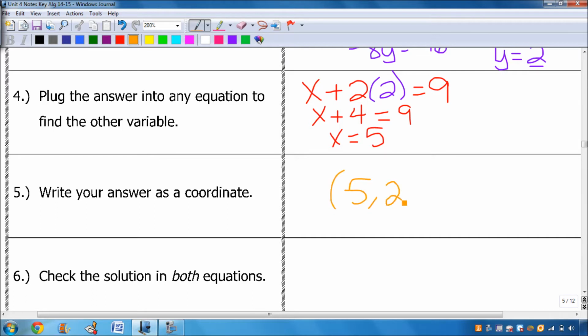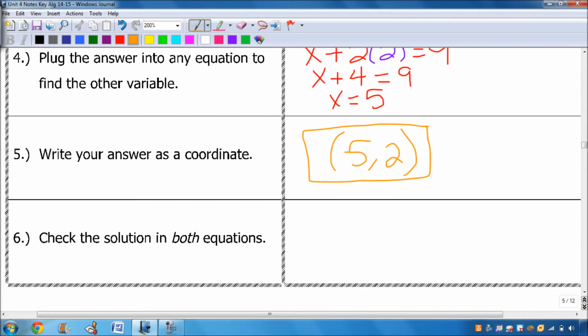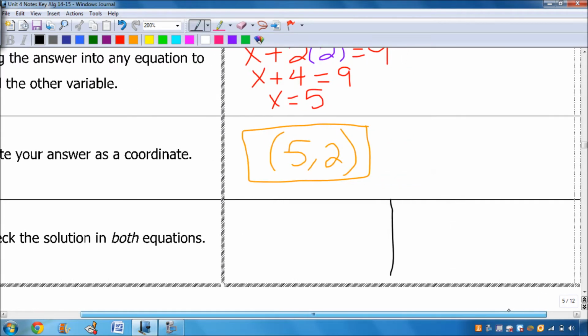Which is where my 2 graphs would intersect if I were to graph them out, just like we learned in our last video. Last thing I need to do is check the solution in both equations. So I'll go ahead and do that. I'm going to split this down the middle so that I can check the equation twice, especially since there are two equations, right?